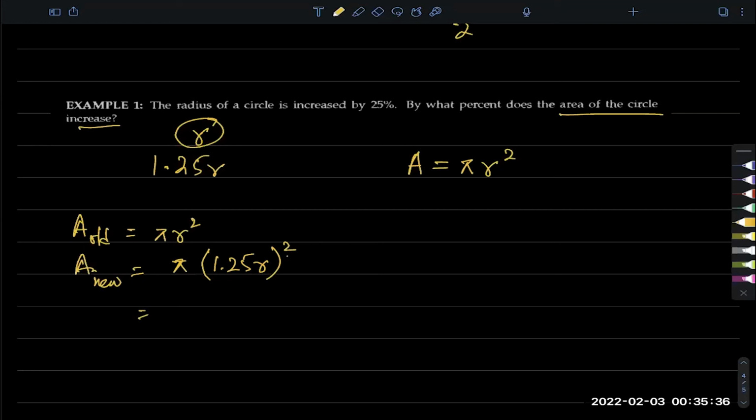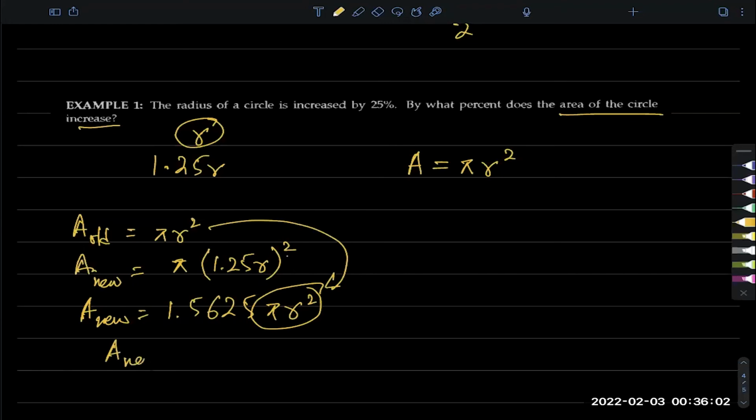What is 125 times 125? Yeah, that. I don't know. 15,625. Okay, so it's going to be 1.5625 pi r squared. Now, do you see the old expression somewhere in here? Yeah, the pi r squared. This is the old one, right? So just plug that in there. So area new is 1.5625 the area old, which means that the new circle has an area which is 56.25% more than the previous one.